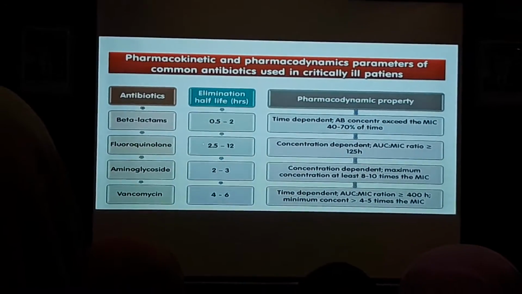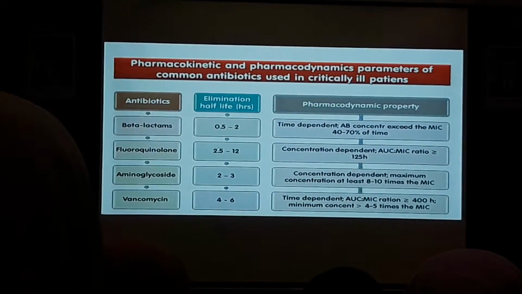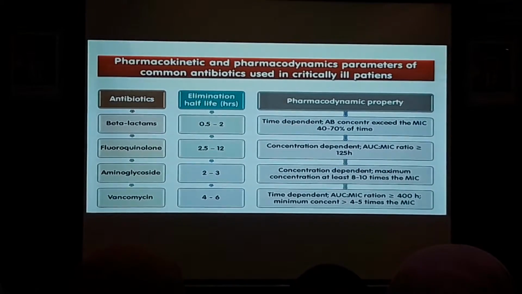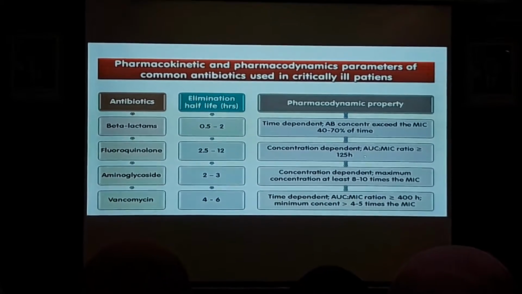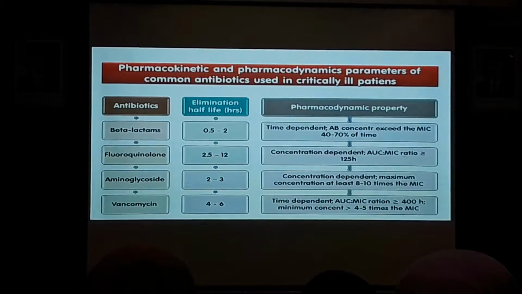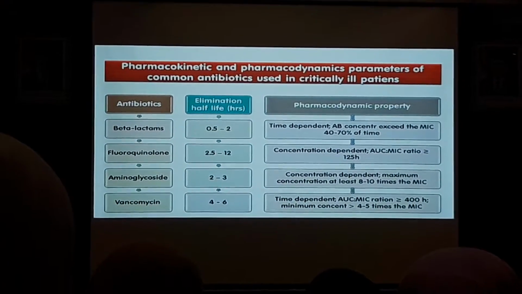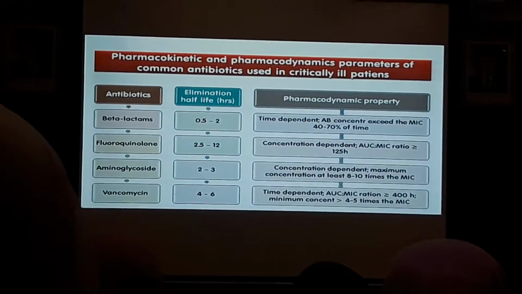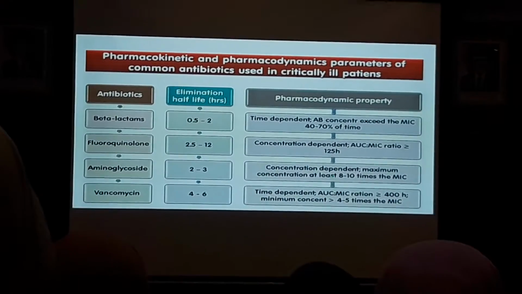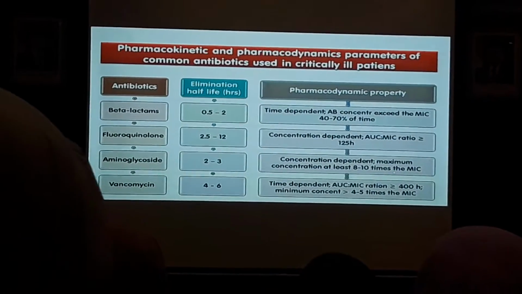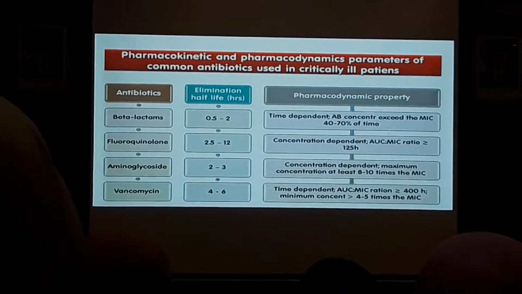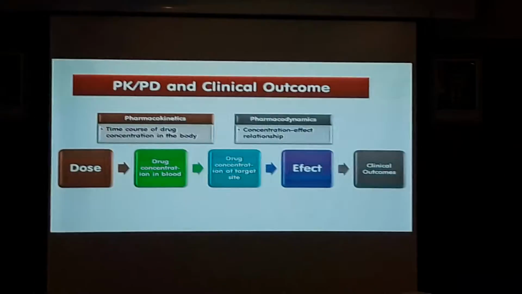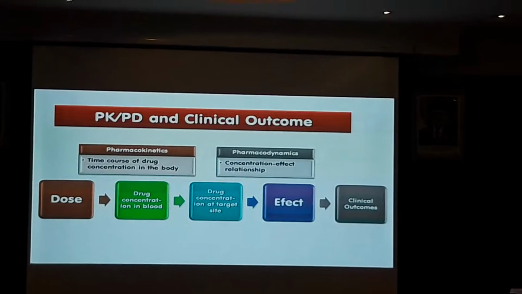What about fluoroquinolone? It is eliminated between 2.5 and 12 hours. This is concentration-dependent. Make sure that the AUC to MIC ratio is more than 125. Again, aminoglycoside, as I mentioned previously, is concentration-dependent, so the maximum concentration should be at least 8 to 10 times the MIC. Meaning, you start with a high concentration of aminoglycoside.